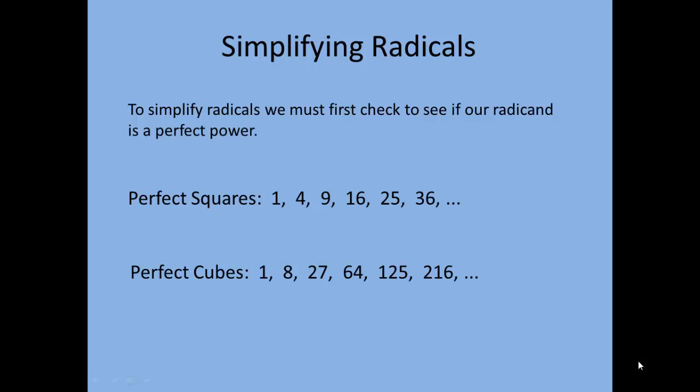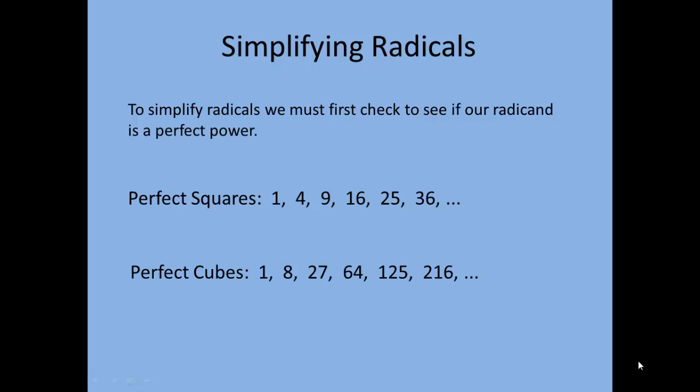This is a video on simplifying radicals. To simplify radicals, we must first check to see if our radicand is a perfect power. And since that's our first step, the first thing I want to look at is just a review of perfect squares and perfect cubes and talking about perfect powers.